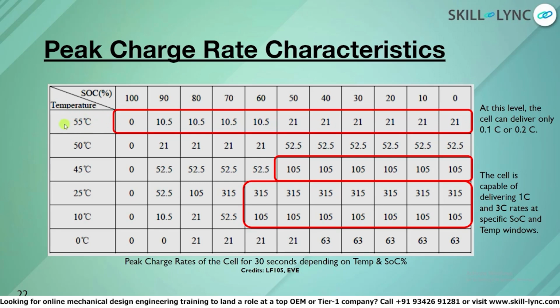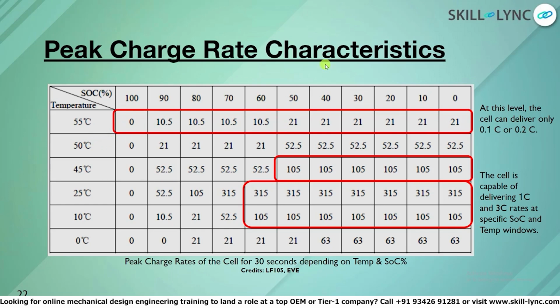to hike even more. So this is a certain condition which you will have to program in the BMS as a safety precaution, saying that if your cell is at 55 degrees, you will not be charging it more than 0.1 C or 0.2 C. If you do that, you are going to raise the temperature of the cell, which is going to lead to some disastrous effects after that.